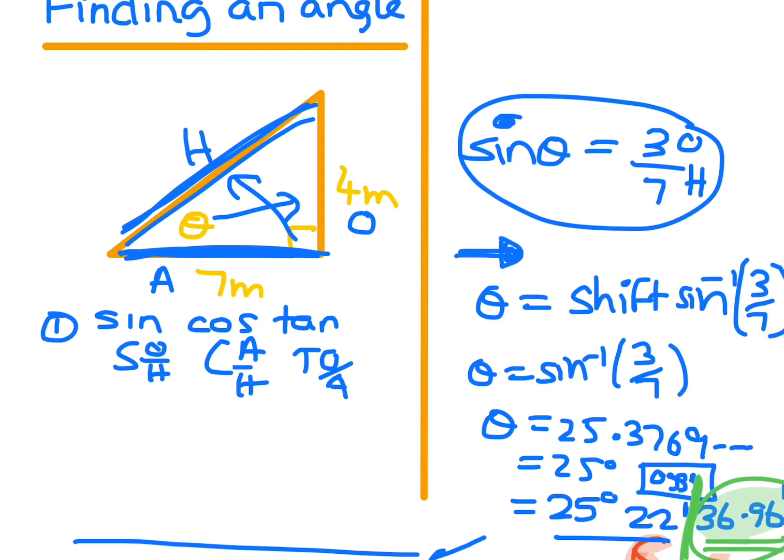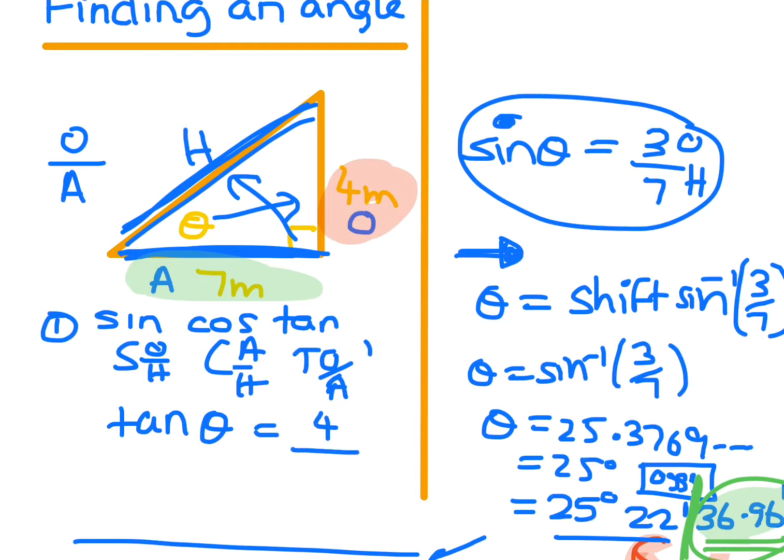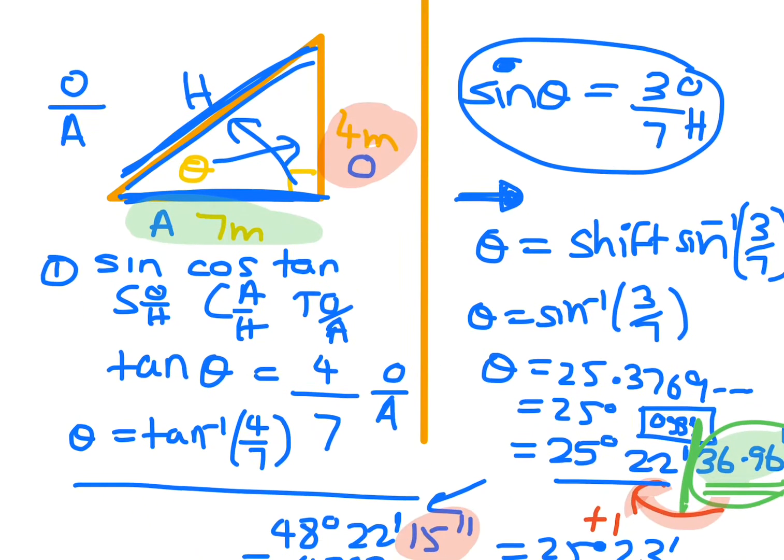So if you look at what we're actually given here, we're given the opposite, which is 4, and the adjacent, which is 7. So that means that would be tan, because it's O on A. SOH CAH TOA, so it's tan. So tan of the angle, and the angle's theta, equals 4, because that's the opposite, over the adjacent, which is 7, in that order. So now when you want to find an angle, you need to use your shift button. So you go shift, tan, and you get tan the -1, and that will give you your theta.